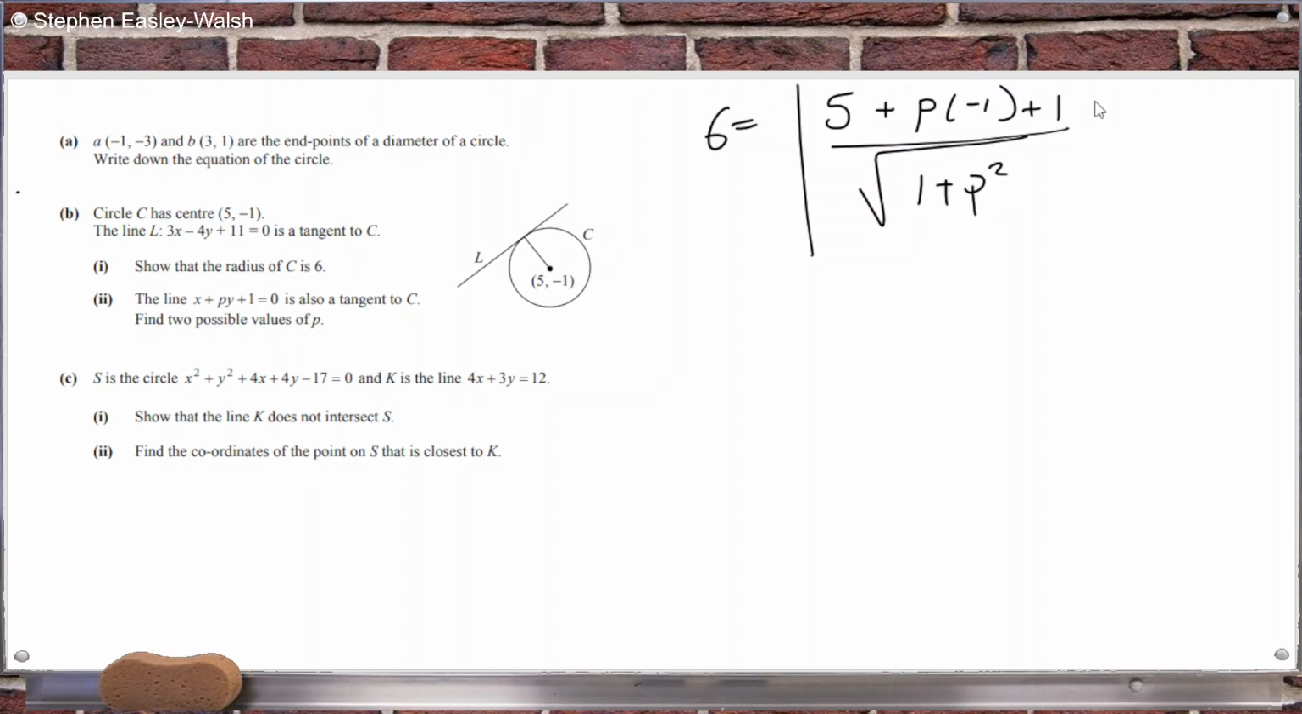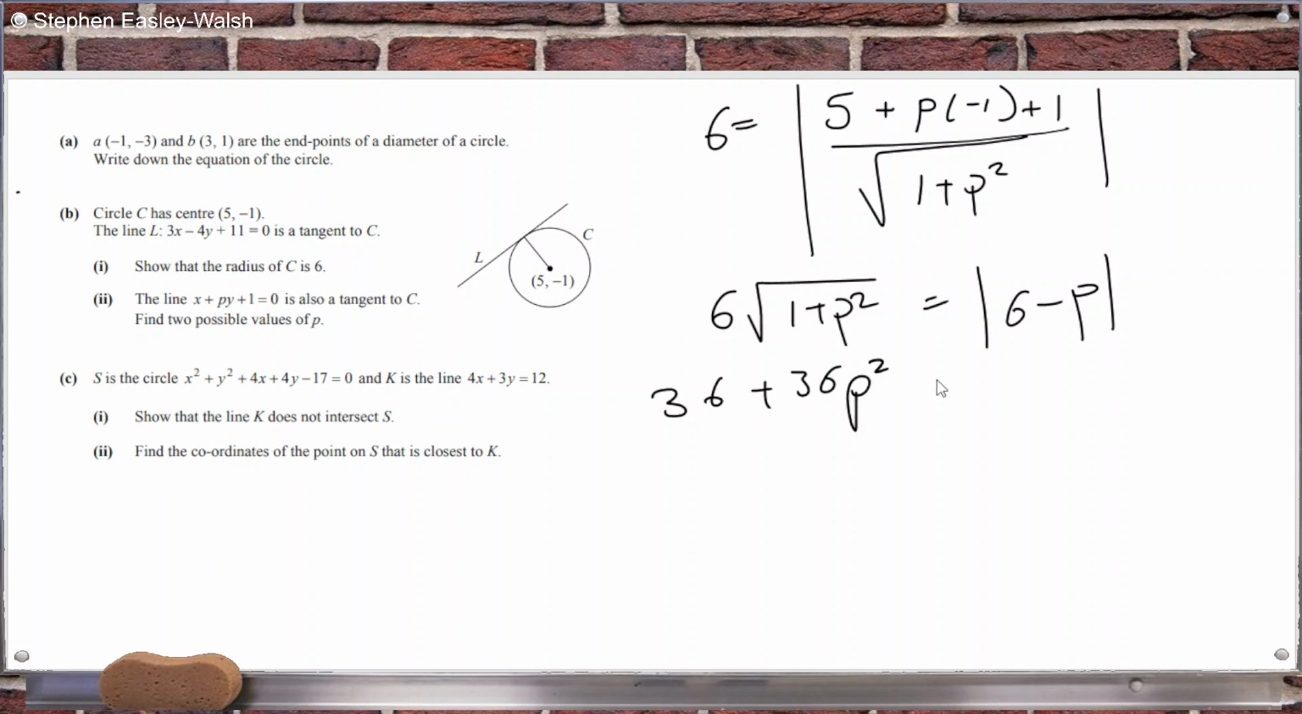I don't like that. So you get 6 root 1 plus p squared equals modulus of 6 minus p. Square everything. That's 36 plus 36p squared equals 36 minus 12p plus p squared. At least those 36s cancel. So that doesn't seem right. P is 0. Could be, I guess.